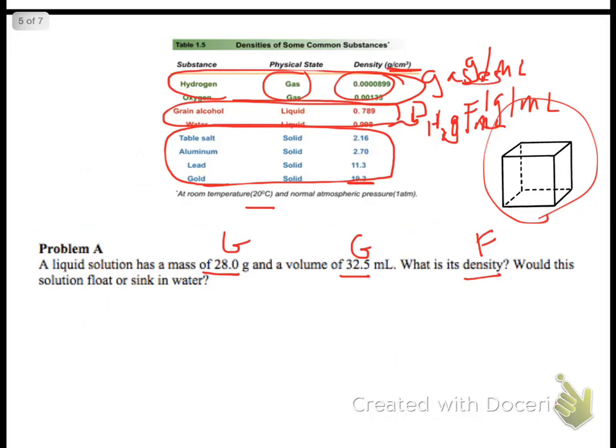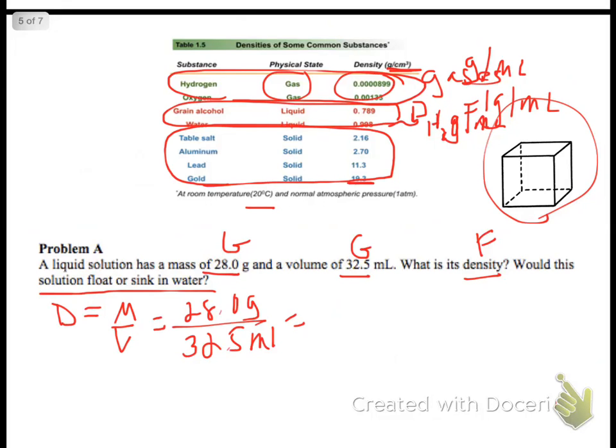So we're identifying the things that we're given and what we're trying to find. We have the mass, we have the volume, and we're trying to find density, and we're also trying to answer the question of whether it will float or sink. So density is mass over volume. If I take 28 grams and divide it by 32.5 milliliters, I get a value, and I need to make sure my sig figs are good. I've got 3 sig figs in my mass, 3 sig figs in my volume, so I want 3 sig figs in my answer. And my units are going to be grams over milliliters. I get them right from the units in the problem.